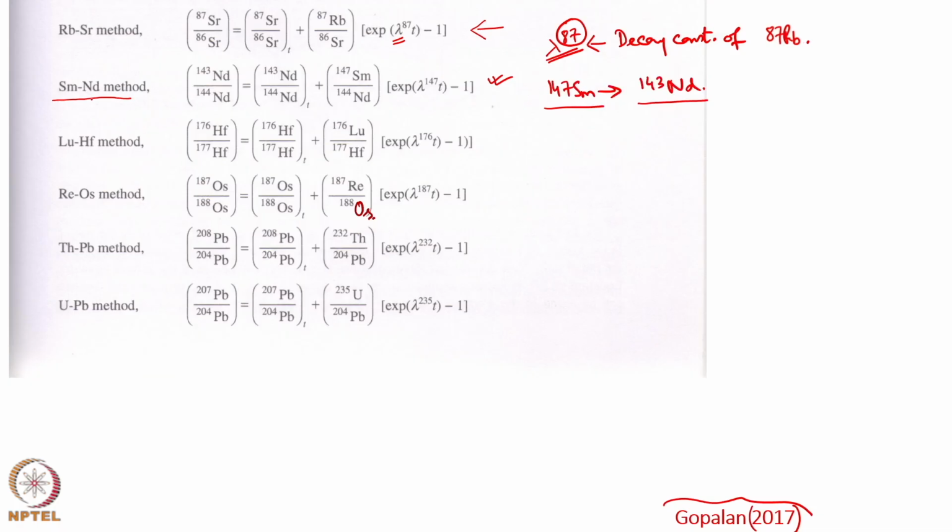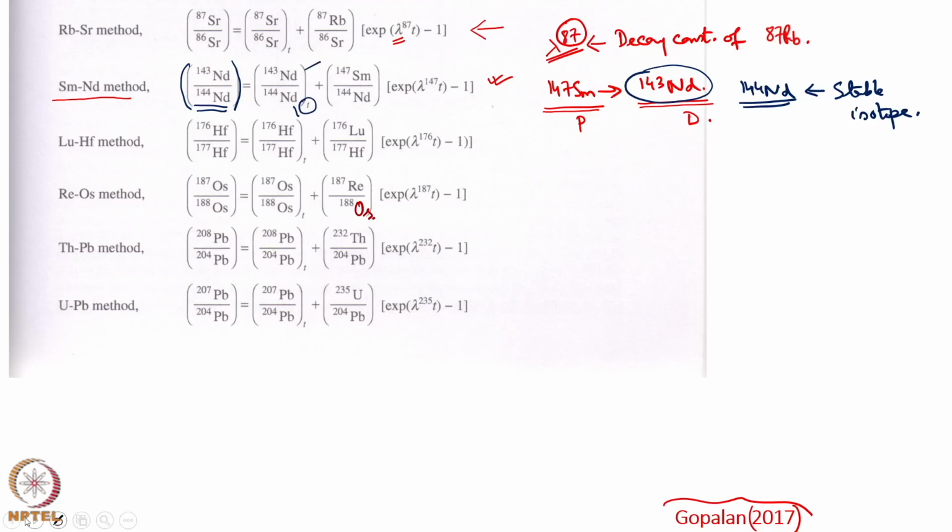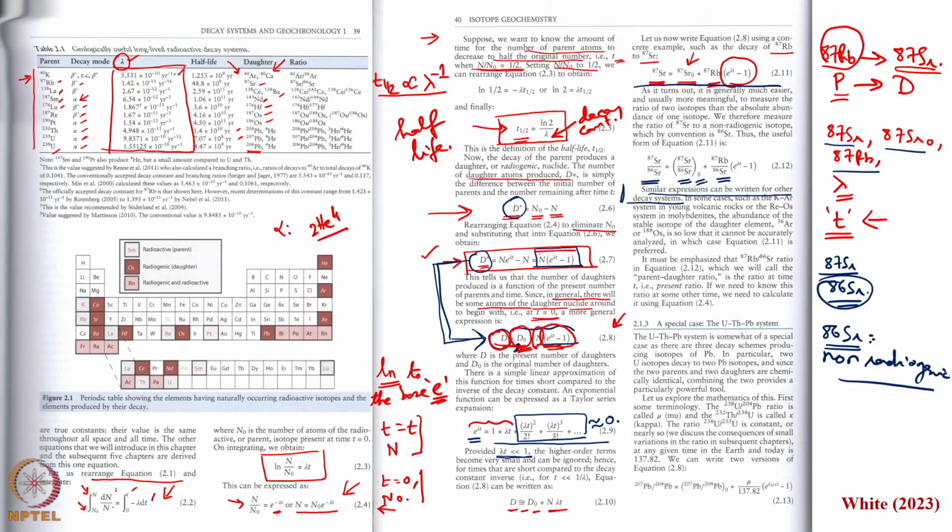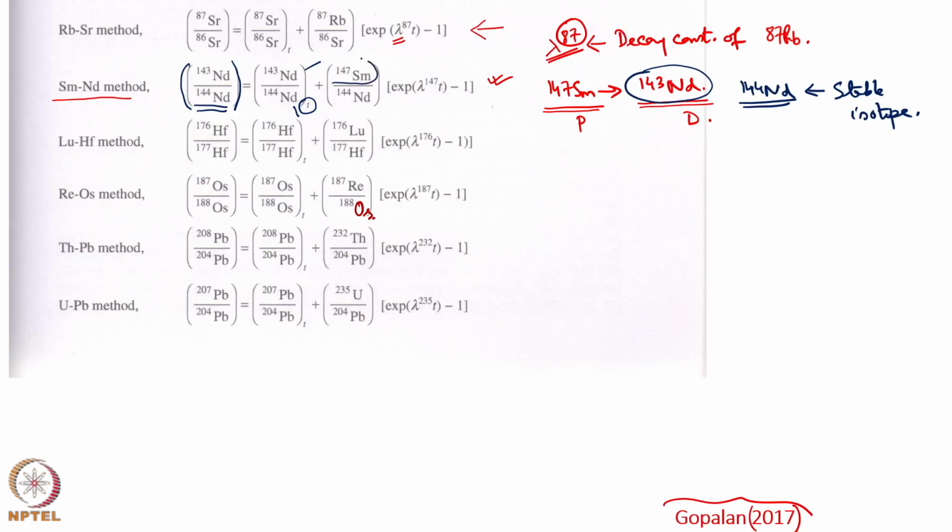In case of the Sm-Nd method of geochronologic dating, 147 Sm decays to 143 Nd. So, this is the parent and that is the daughter. Therefore, here 143 Nd divided by 144 Nd is done. 144 Nd is a stable isotope, and here it is 143 Nd by 144 Nd at some time, which initially we were writing as time equal to 0. Here we will write the parent isotope divided by 144 Nd.